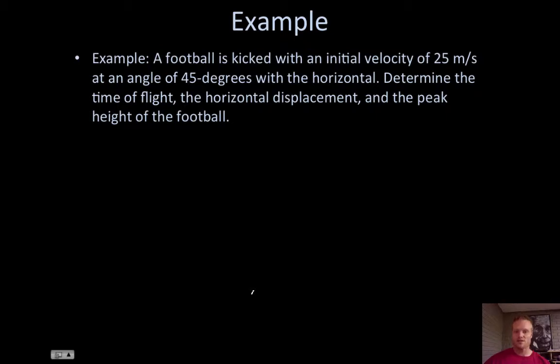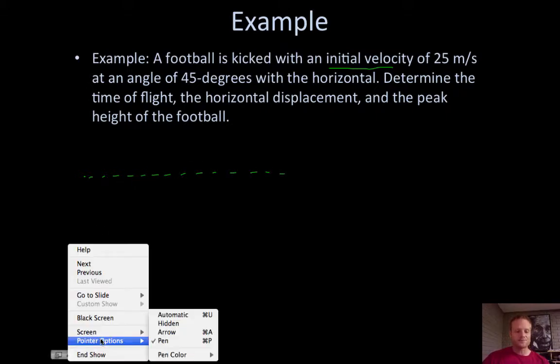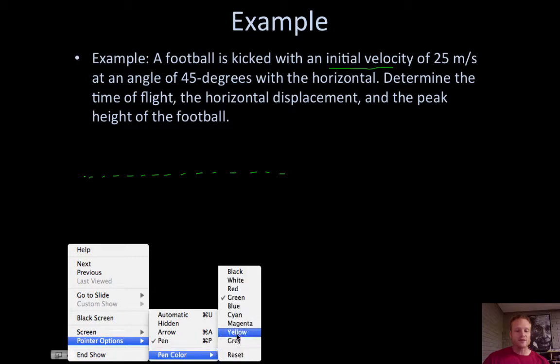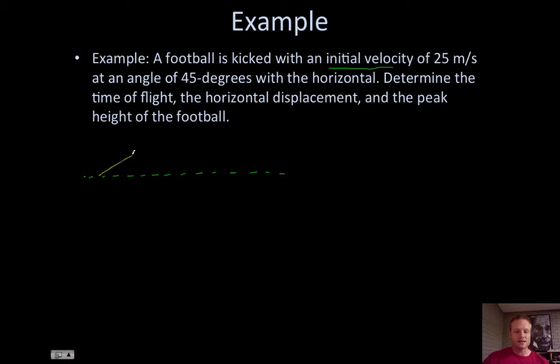So one of the first things to do, looking at this problem, is to draw the path of the object. It says a football is kicked with an initial velocity of 25 meters per second at an angle of 45 degrees with the horizontal. Basically, if this dotted line is the horizontal, this football is going to be kicked at an angle of 45 degrees with it. I'm not certain that that's 45 degrees, but we'll assume that it is. It's kicked at an angle of 45 degrees with an initial velocity of 25 meters per second.